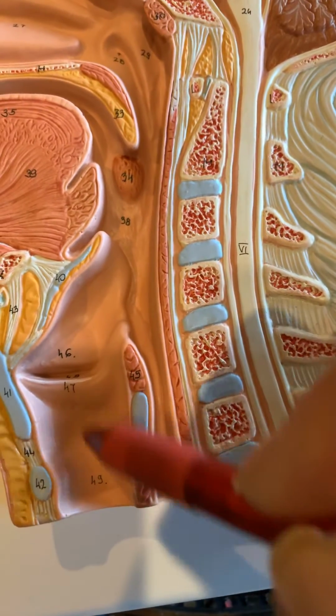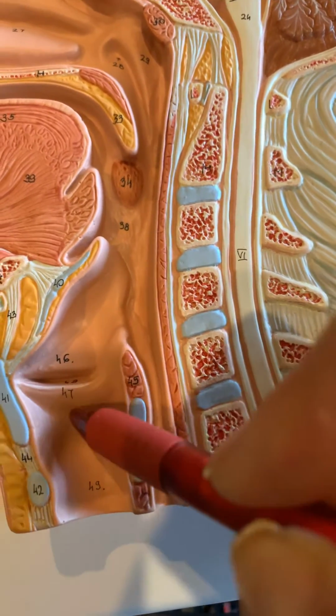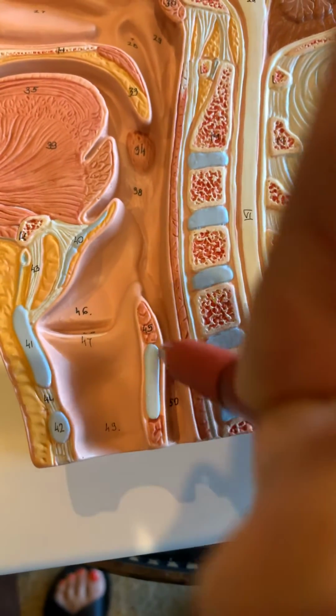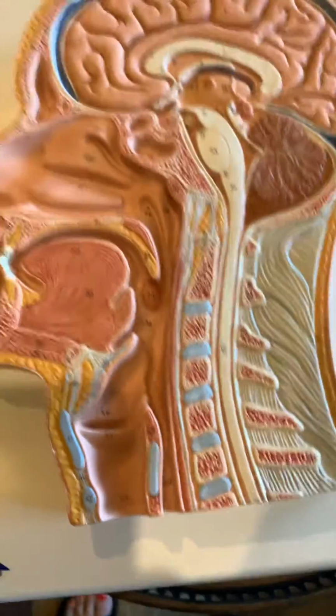So moving down past the true vocal folds, this is the trachea. If you go posterior, this is the esophagus posteriorly. And that's Biel's quick tour.